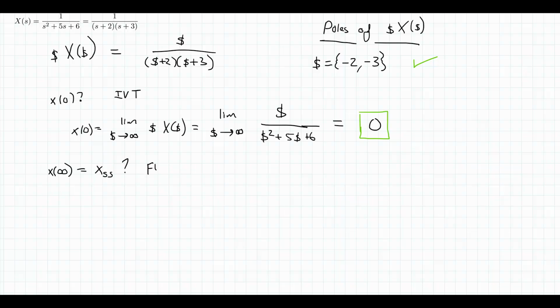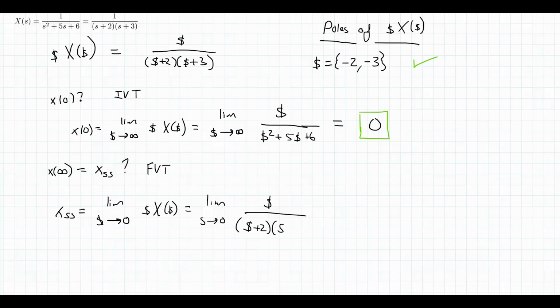And for that, I want to use Final Value Theorem. Again, the poles of X of s are all in the left half plane. So just as I was allowed to use Initial Value Theorem, I can also use Final Value Theorem. So x steady state will be the limit as s goes to 0 of s times X of s. So that's the limit as s goes to 0 of, now I'm going to use the factored form this time, but it's still s times X of s. So I copy down the s over s plus 2 over s plus 3.